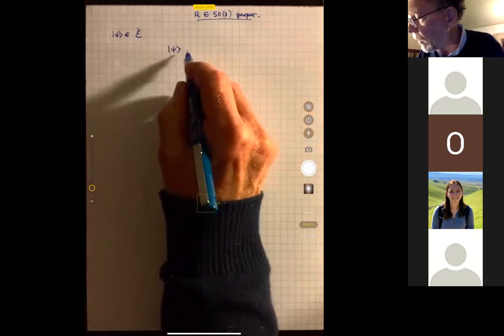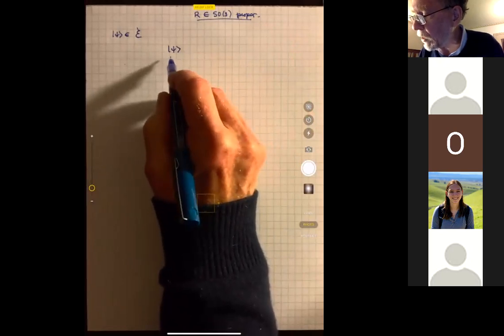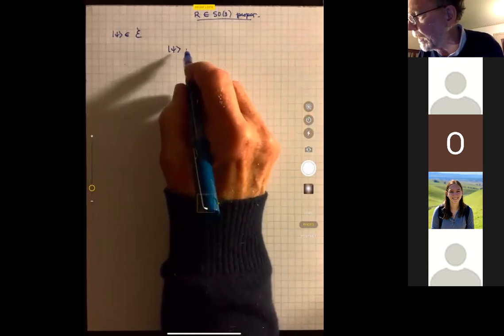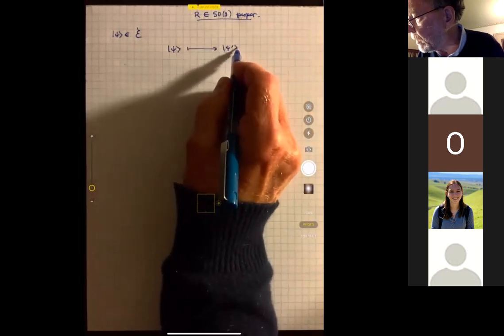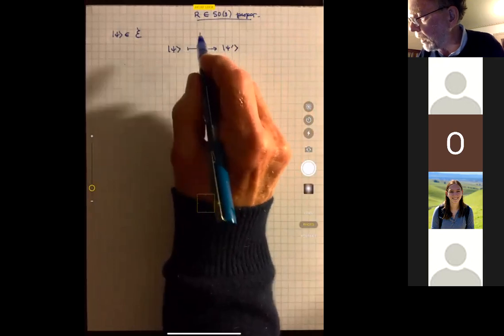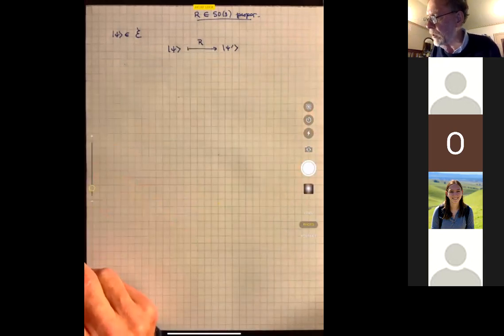That's to say we have our quantum system, let's say for simplicity it's in a pure state psi. We'd like to map it into a new state, which I'll call psi prime, corresponding to rotating the system.